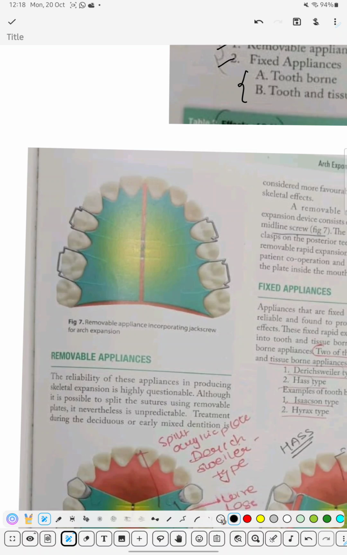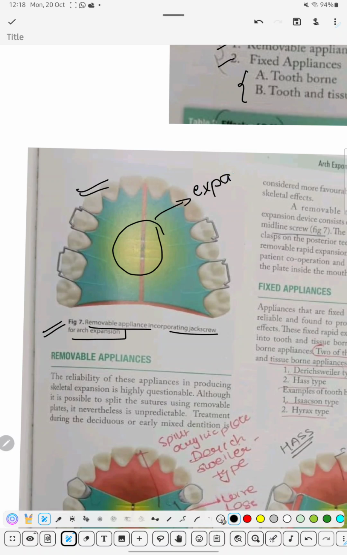removable rapid maxillary expansion appliance. So this image, all you can see on your screen, is the image of a removable appliance incorporating a jack screw for arch expansion. So this is a removable appliance in which there is a center jack screw that causes the expansion. So this jack screw causes expansion of the palatal shelves.